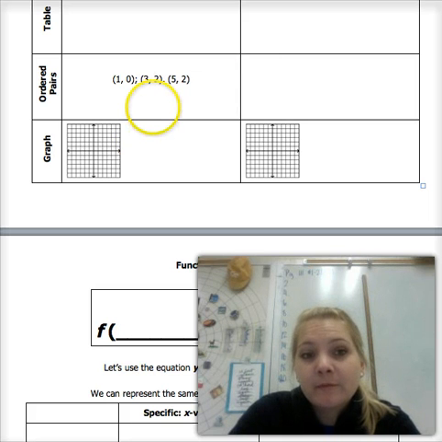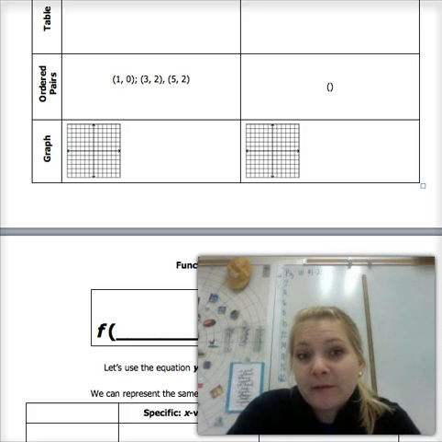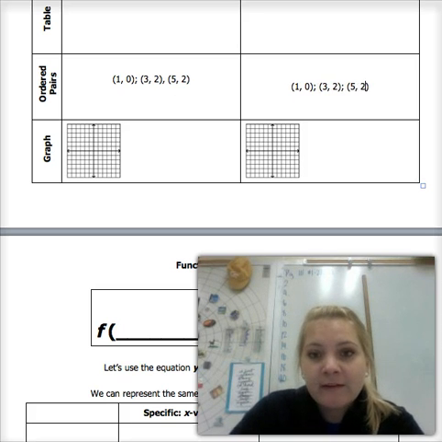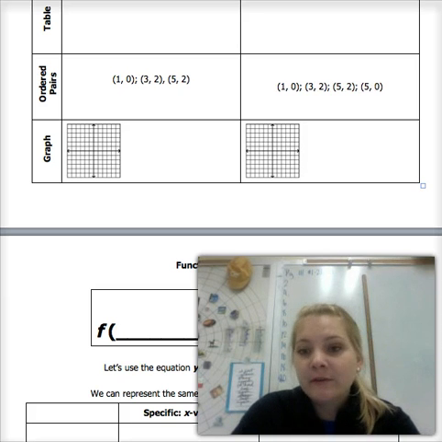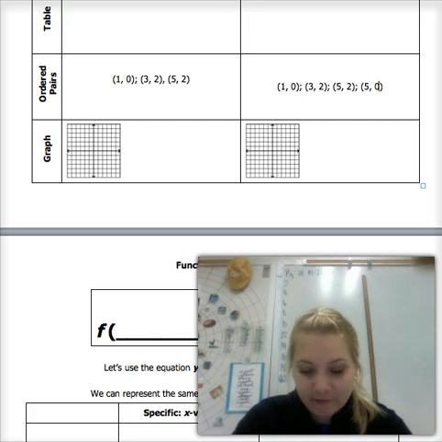All right, so this is an example of ordered pairs as a function. An example of ordered pairs not in a function would be 1, 0, then we have 3, 2. So far it's a function, but then we get to the input 5, which has an output 2, and that input 5 also has an output of 0 as well. We don't have a function because that input of 5, once again, has 2 different outputs.